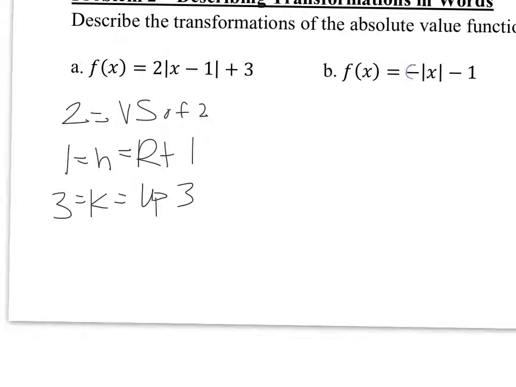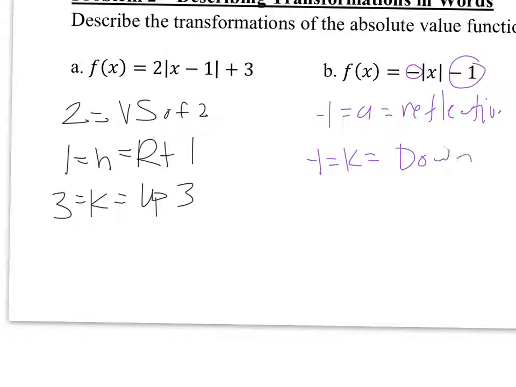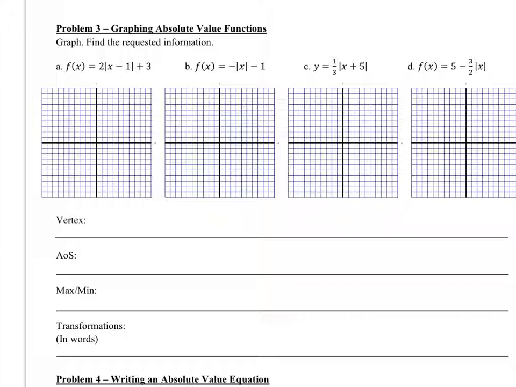My next one, I have this negative right here. So -1, that's my a. That will be a reflection. And I have this -1 outside of the absolute value, so that's going to move it down 1. So I want you to do the next two by yourself. So now I'm going to actually graph it.